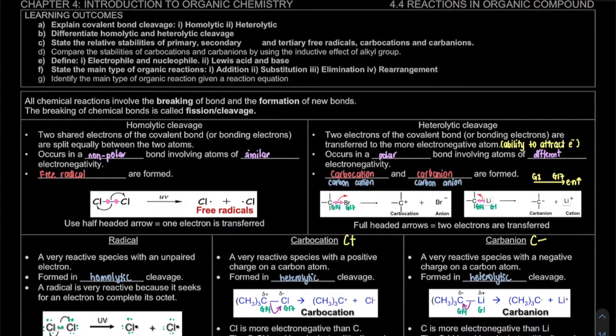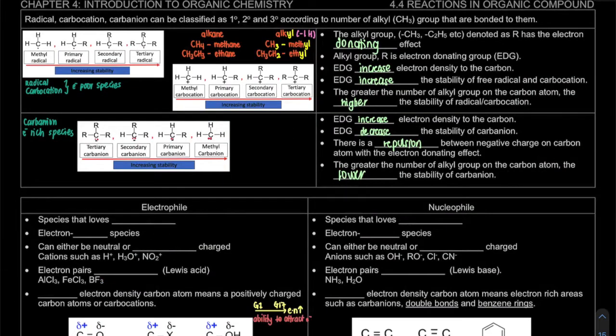In this video we will learn to define electrophile and nucleophile as well as Lewis acid and base. Next we will learn to state the main types of organic reaction, which are addition, substitution, elimination and rearrangement. And we will learn to identify the main type of organic reaction given an equation. So let's look at the definitions first, which are in your notes on page 15.